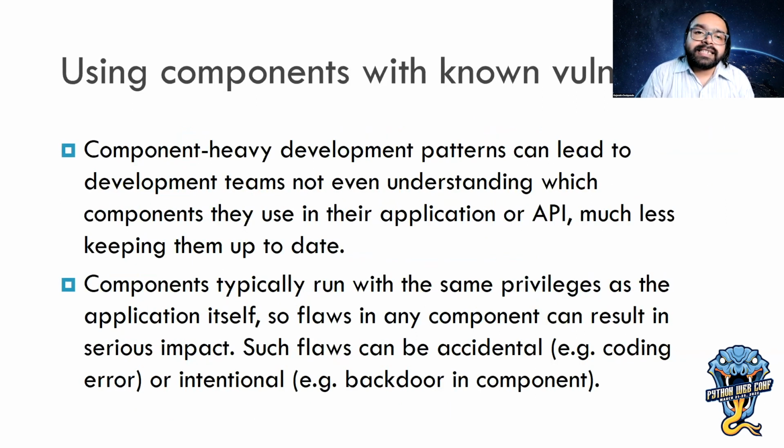The next risk is using components with known vulnerabilities. Component heavy development patterns can lead to development teams not even understanding which components they use in their application or API, much less keeping them up to date. Components typically run with the same privileges as the application itself. So flaws in any component can result in serious impact. Such flaws can be accidental, for example, a coding error, or an intentional backdoor in the component.